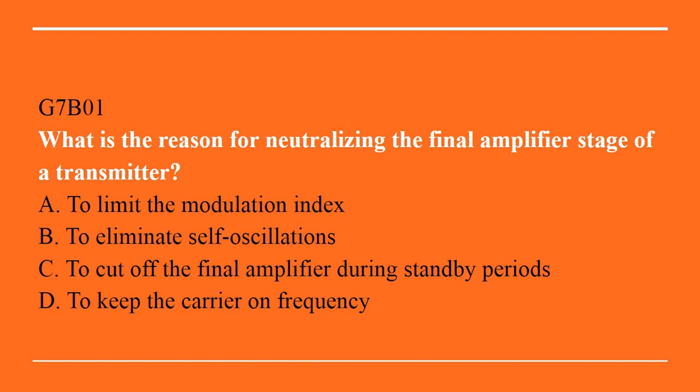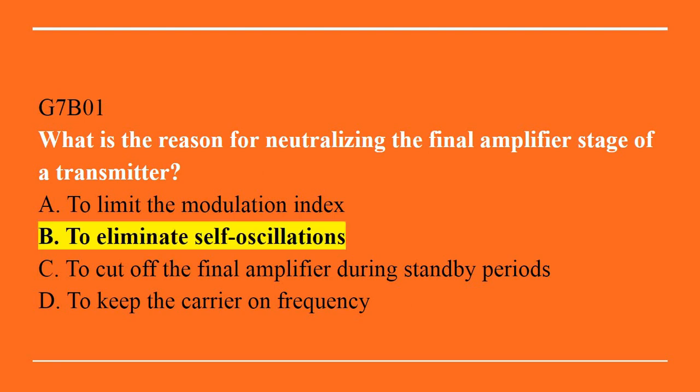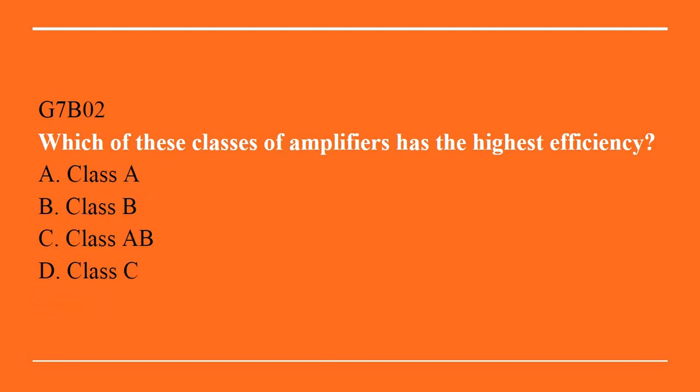G7B01 says, what is the reason for neutralizing the final amplifier stage of a transmitter? A, to limit the modulation index. B, to eliminate self-oscillations. C, to cut off the final amplifier during standby periods. Or D, to keep the carrier on frequency. Answer is B, to eliminate self-oscillations.